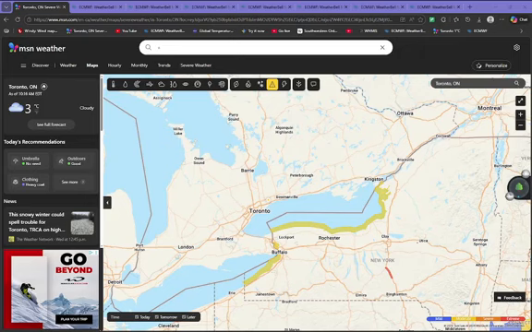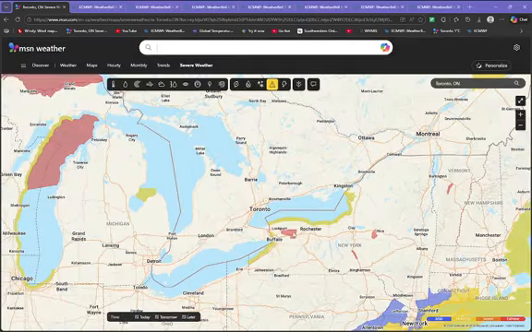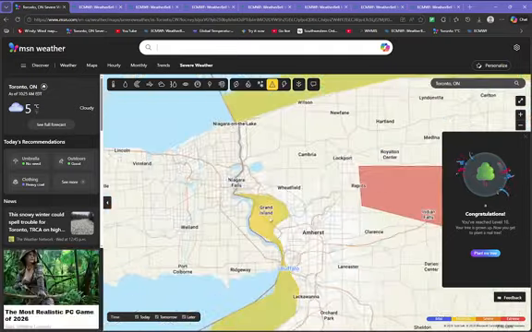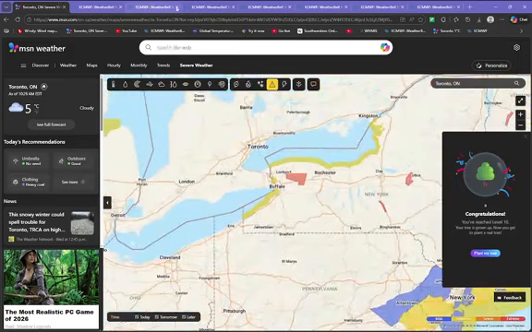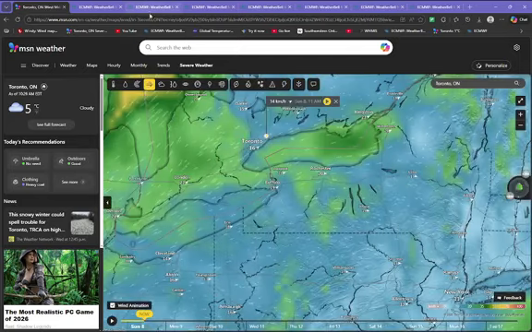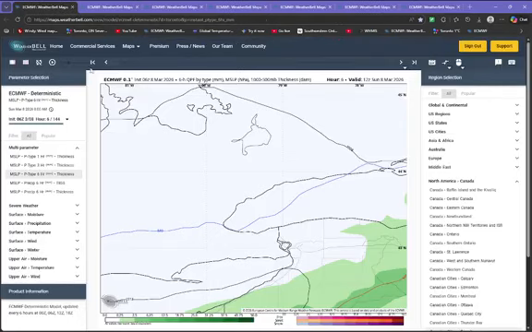I'm going to talk about occurring patterns. So let's look at weather warnings. There are no weather warnings. So let's look at pressure patterns. Ignore that weather warning.